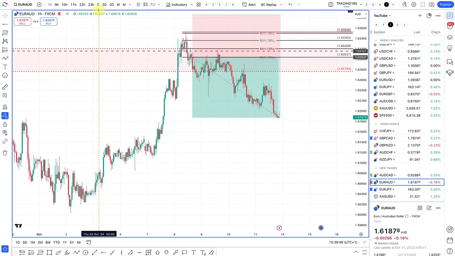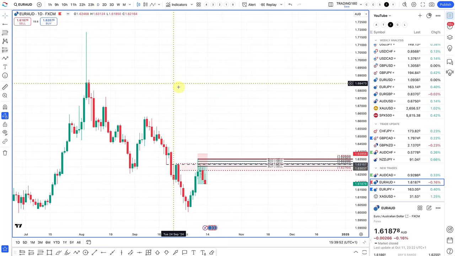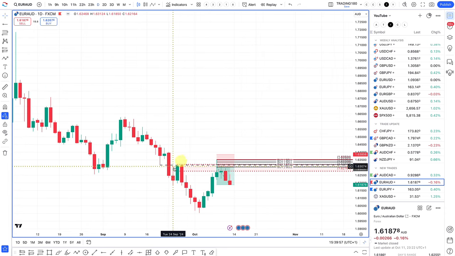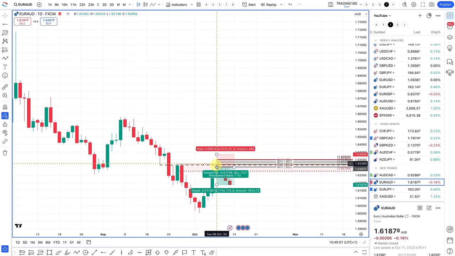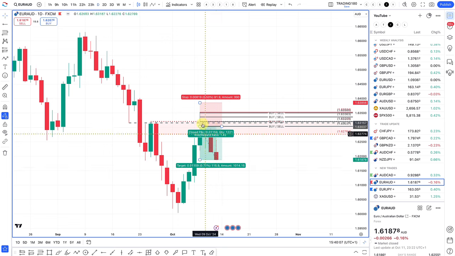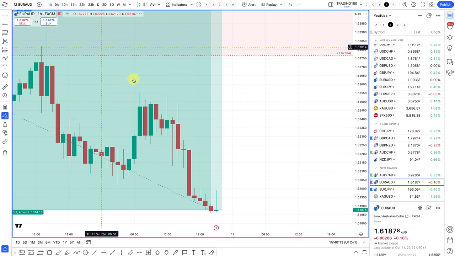So again, overall, we got the daily. And this is a trade that I think WJ spotted in the group, or WJ asked me about it anyway. So this was a bit of a stop hunt trade above a supply zone, which was a very nice trade. So I ended up getting involved in this.